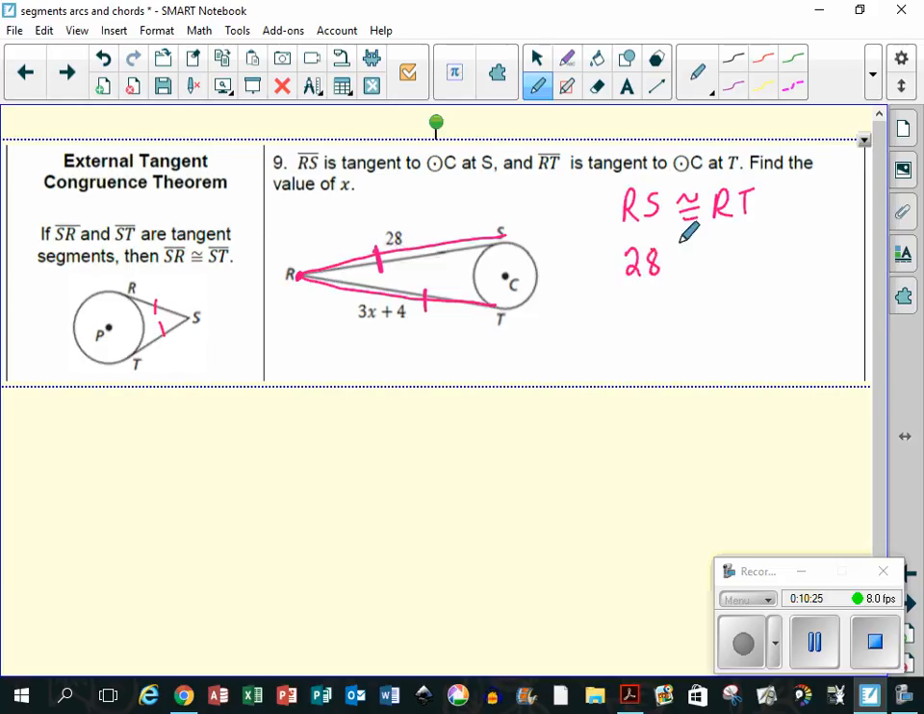Therefore, 28 is congruent to 3x plus 4. Plain and simple. Subtract 4, divide by 3. So you get 24 equals 3x. So x is 8. And that's pretty much how easy that one is. And this is always true. So think of it as a party hat. And you have a party hat on. The sides are equal to each other.